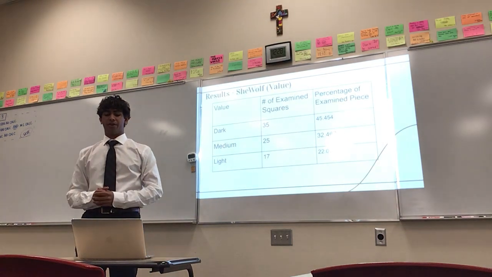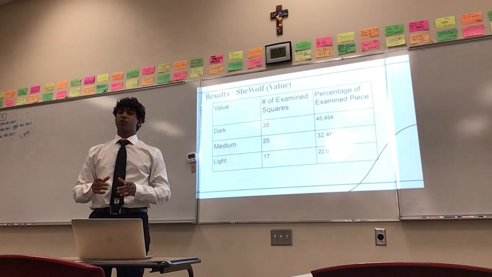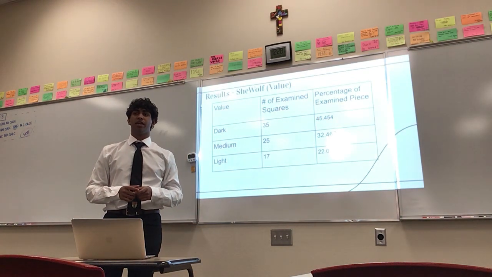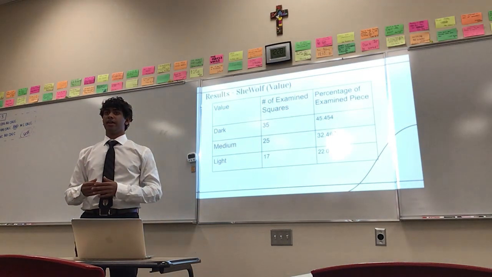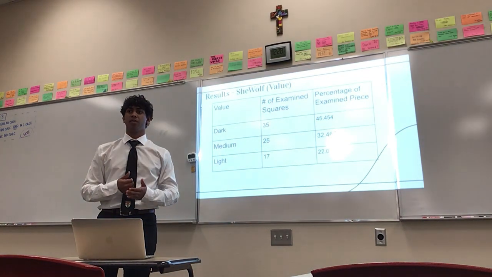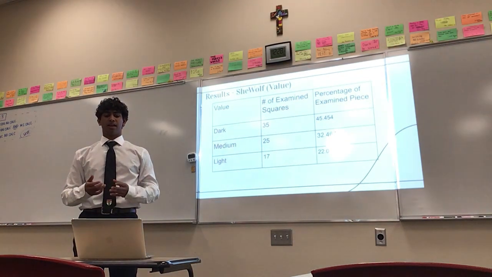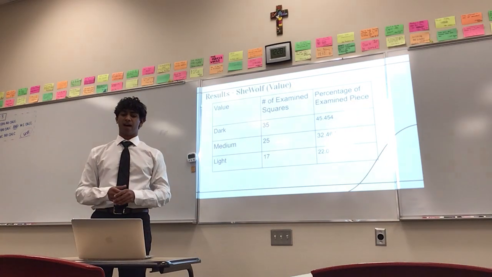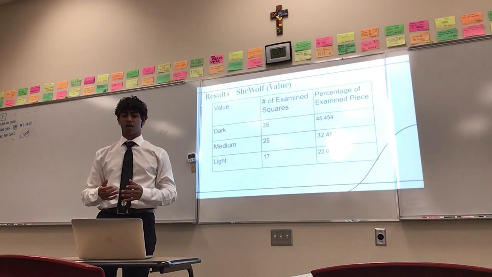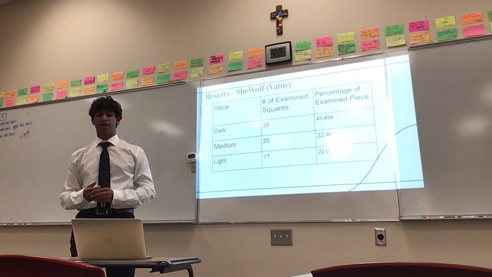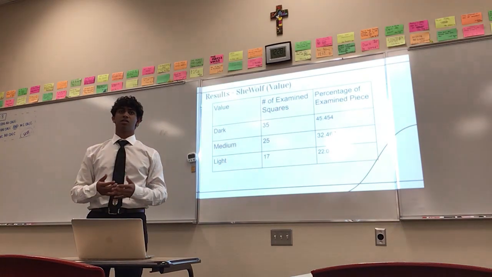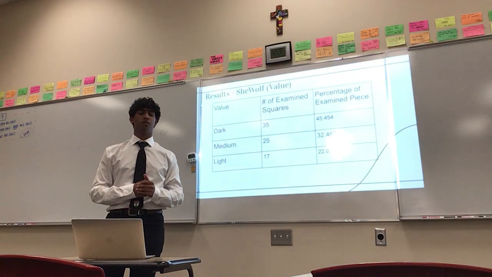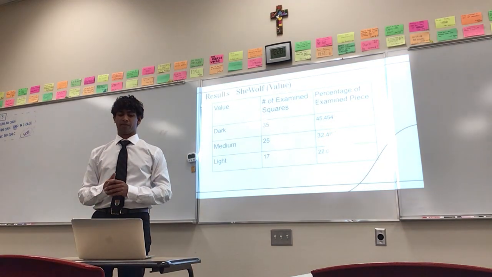Now, in regards to value, each square has to be examined independently and determine whether or not it is one of the 3 values, dark, medium, or light. So inside of She-Wolf, there were 35 of the 77 were dark, 25 were medium, and 17 were light. Thus, She-Wolf is mostly negative as well.